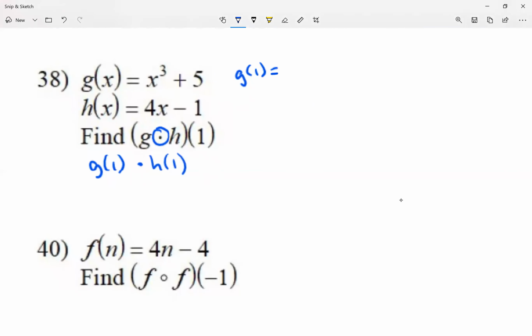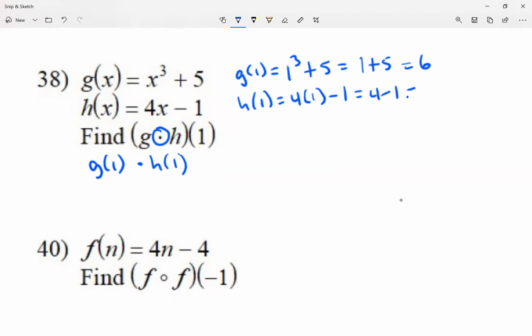G of 1, that is basically 1 to the third plus 5. I know 1 to the third is 1, right? 1 times 1 times 1, right? So it's 1. Now 1 plus 5 is 6. So g of 1 is 6. Now let me find out what's h of 1. I have 4 times 1 minus 1, or 4 minus 1, better known as 3. So now here I have 6 times 3, better known as 18.